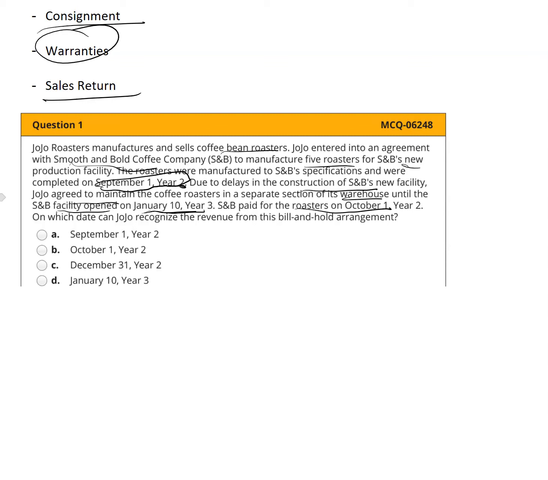Now GAAP gives you some conditions, and you check that the products are completed and ready to deliver, and there is a substantive reason why the customer is not taking the product, and they will not be using the product, selling it, or giving it to some other customers. So they have every right to record it on the day they completed or fulfilled all performance obligations, which happened on September 1st, year 2. So your answer will be A. This type of conceptual question you'll frequently see on revenue recognition.